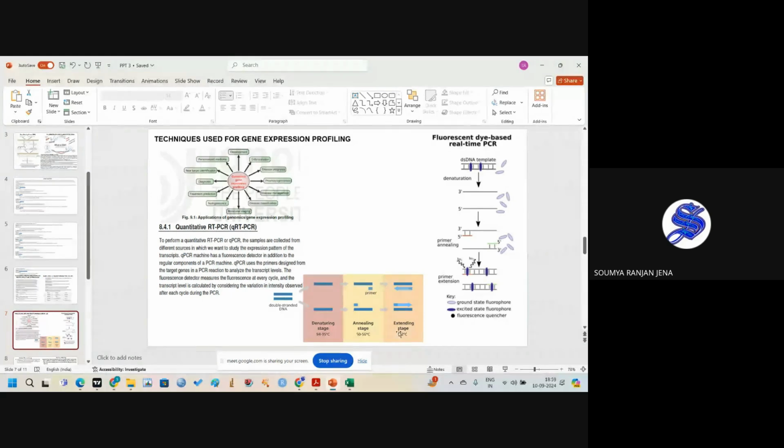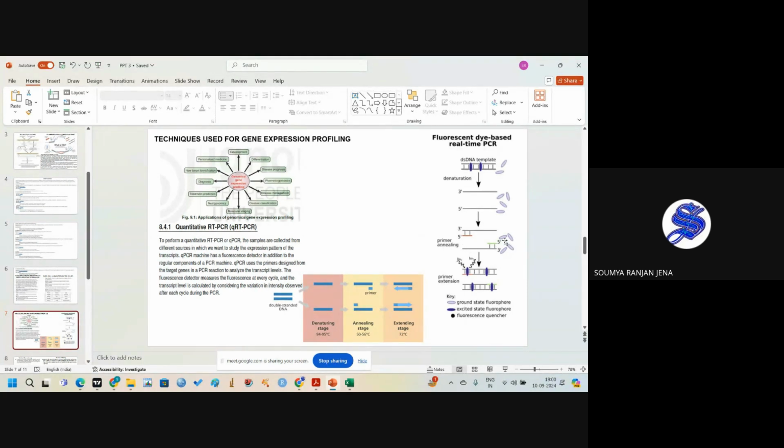Then the extending stage. In the extending stage, DNA polymerase is used to extend the primer in the 5 prime to 3 prime direction. And this is how we quantitate. During the quantification process, the double stranded DNA template is denatured into two different strands, that is 3 prime to 5 prime and 5 prime to 3 prime. Then we add a primer by annealing, and then this primer is extended by the DNA polymerase.